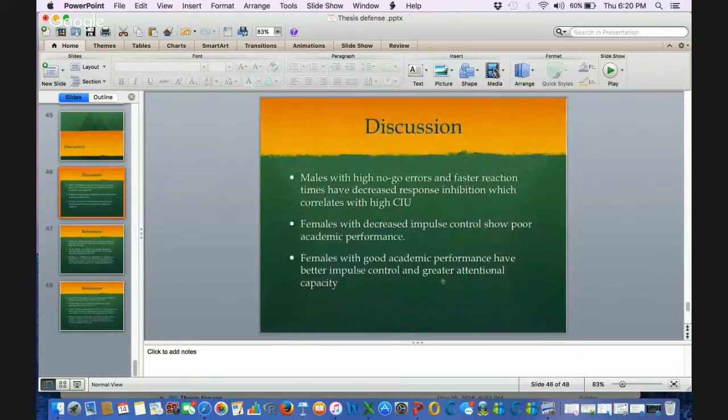On to discussion. Based on our data, it shows that males with high error percent for the no-go trials and faster reaction times had a decrease in response inhibition, which correlates with high compulsive internet usage. And females with decreased impulse control show poor academic performance. And finally, females with good academic performance have better impulse control and greater attentional capacity. And that will conclude my presentation.